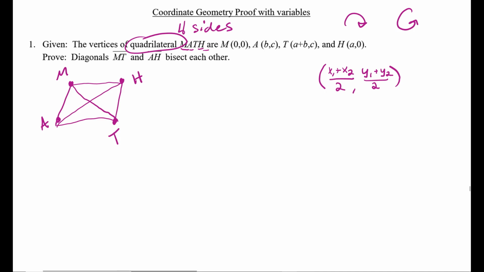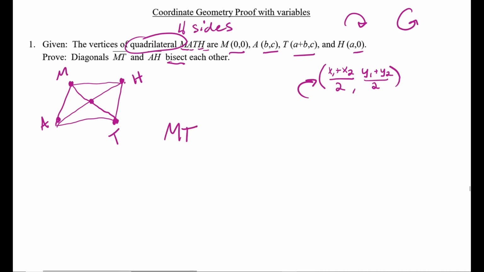Now, if these coordinates were just numbers like we're used to, we would do the same thing we always do, where we just find the midpoint of AH and find the midpoint of MT, and that would be enough to prove that they bisect each other or cut each other in half. But when we have coordinates that are variable expressions instead, the process is exactly the same. As long as you know that midpoint formula, the average of the x's, the average of the y's, you can just plug in and show that you get the same expression for both midpoints.